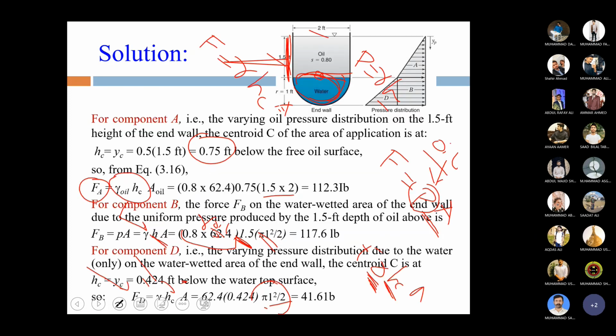Any question? Any question regarding the forces? Okay, now if it's all clear, then we will move towards the center of pressure point.